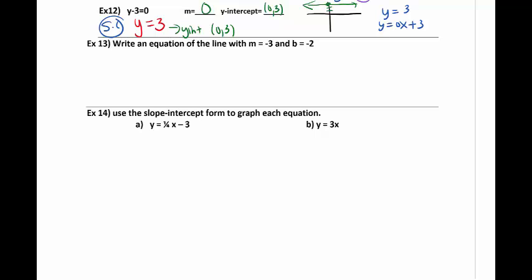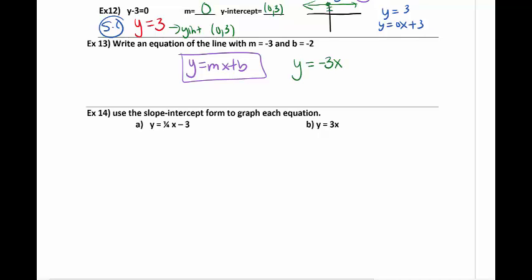Going to number 13, it asks you to write the equation. In this class, we are only given one form for an equation, y equals mx plus b. When you take intermediate algebra, you'll be given another form too. But we're just literally plugging it in. That's it. So people make this much more challenging than it is. Slope is negative 3. Y-intercept, which is my b coordinate, is negative 2. That's my answer. That's it. That's all they wanted you to do.